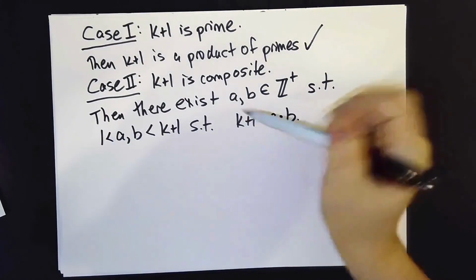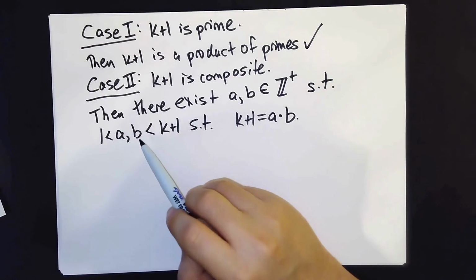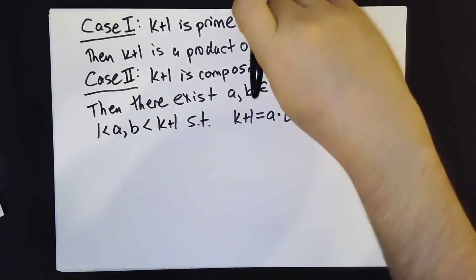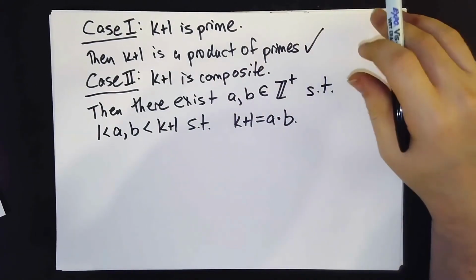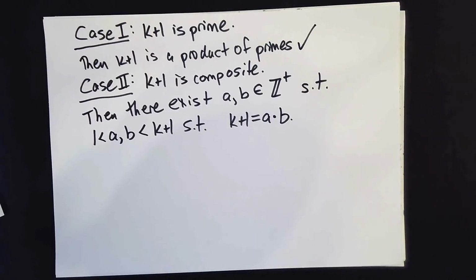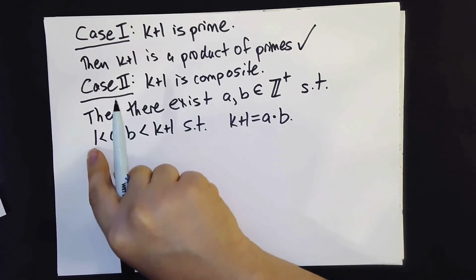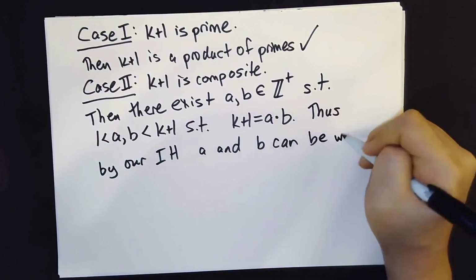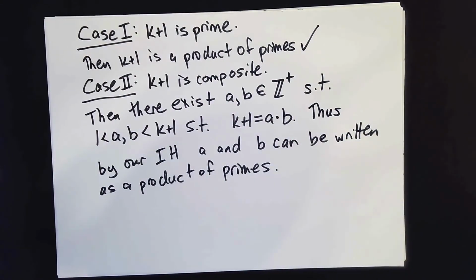When you shove an a comma b in the middle of an inequality like this, what I'm saying is that a and b are both between 1 and k plus 1. And this is just literally the definition of composite. But, and here's the magic of where our inductive hypothesis comes in, a and b are less than k plus 1, and bigger than 1, and so a and b are exactly the kind of numbers that we assumed can be written as a product of primes, namely they're numbers between 2 and k.